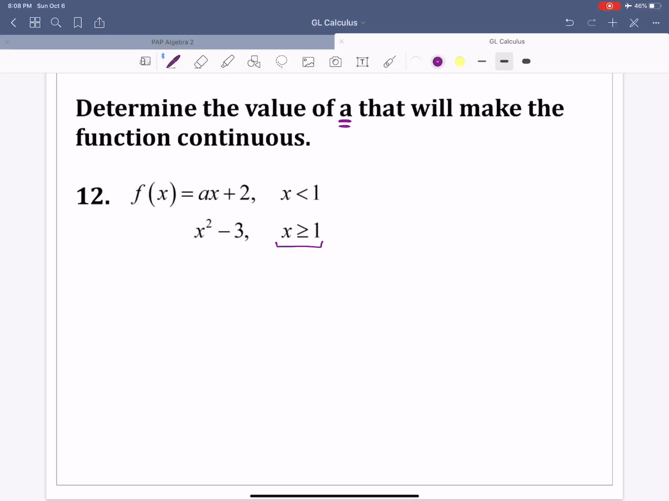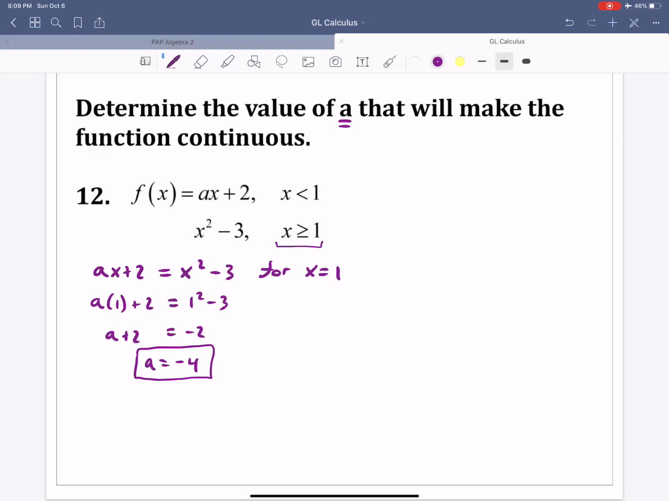So we know the function exists, so in order to make this continuous, we need ax plus 2 and x squared minus 3 to be equal when x equals 1. So what we do is we still plug a 1 in for x, but we solve for a so that this is equal. So we have 1 minus 3 is -2. Then we have a plus 2 on the left. So subtract 2 on both sides. We get a equals -4.